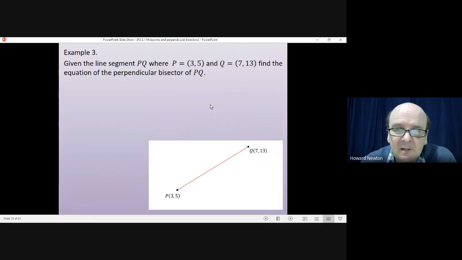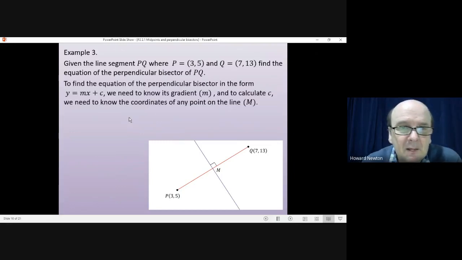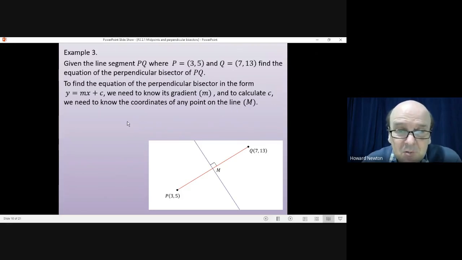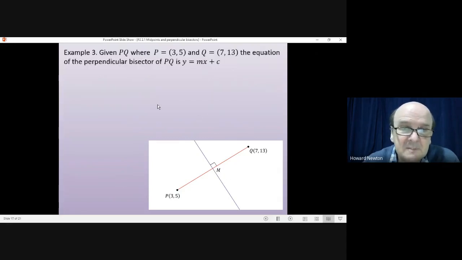Okay, let's have a look. So there's the perpendicular bisector of PQ. To find the equation of the perpendicular bisector in the form y equals mx plus c, as we said, we need to know the gradient m. And in order to calculate c, we need to know the coordinates of any point on the line. Well, a point on the line will be the midpoint M, the midpoint of PQ. So I need to find the coordinates of M, and I need to find the gradient.